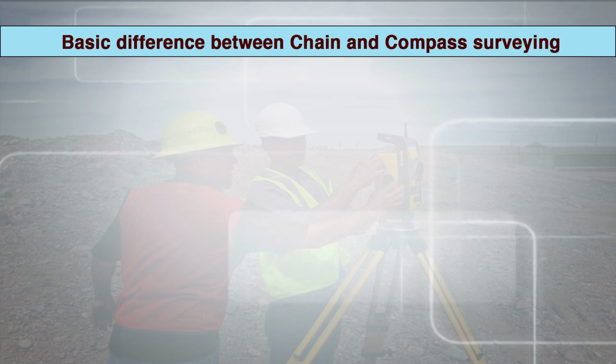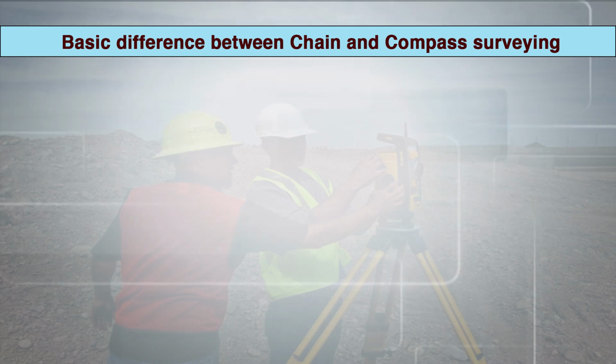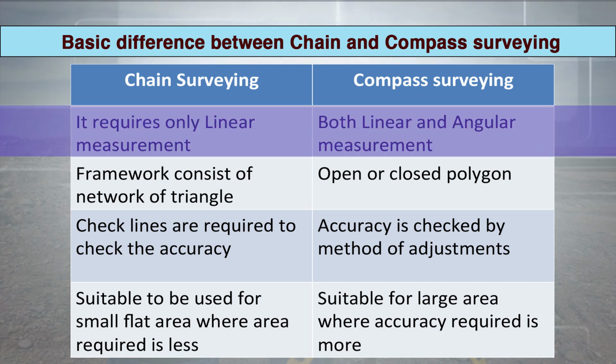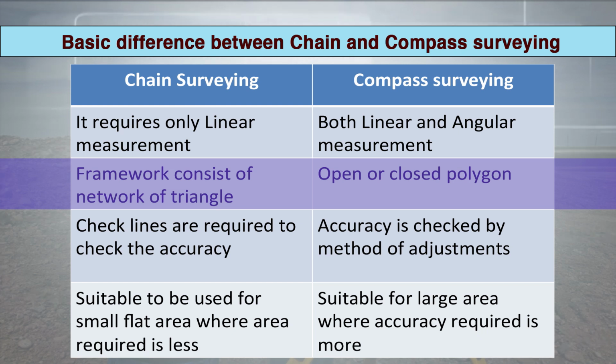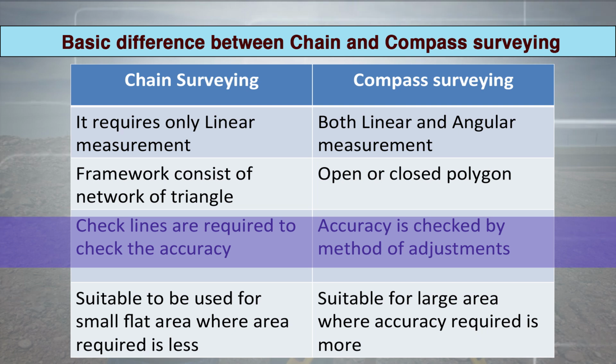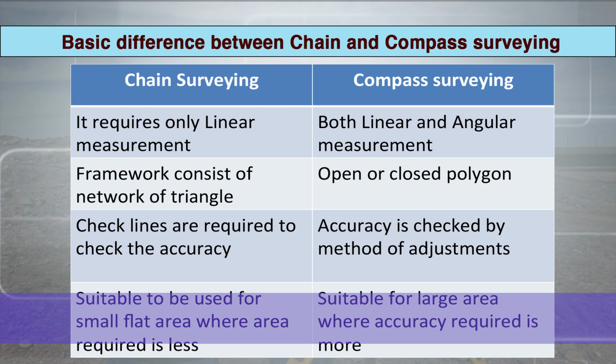So, let us discuss some basic differences between chain and compass surveying. In chain surveying, it requires only linear measurement, while in compass surveying, both linear and angular measurements are measured. In chain surveying, framework consists of network of triangles, while in compass surveying there are open or closed polygons. In chain surveying, check lines are required to check the accuracy, while in compass surveying accuracy is checked by method of adjustment. Chain survey is suitable for small flat areas where accuracy required is less, but compass surveying is suitable for large areas where accuracy required is more.